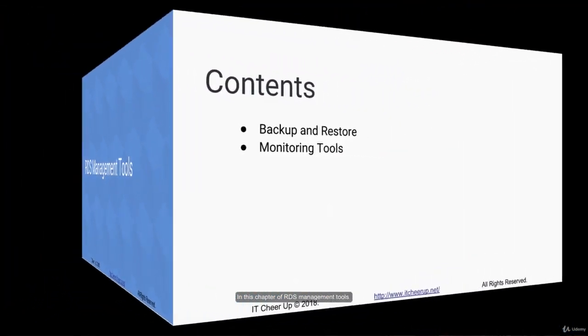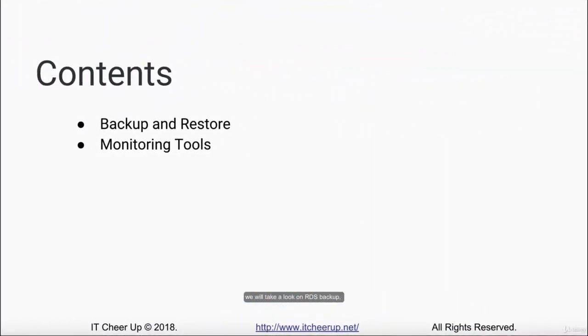In this chapter, RDS Management Tools, we will take a look at RDS backup and restore, such as auto backup, point-in-time recovery, restore and migrate a snapshot. We will also take a look at the monitoring tools, such as CloudWatch Metrics, CloudWatch Alarm, AWS Trusted Advisor, Tag, Events History, Logs, and Performance Insights.